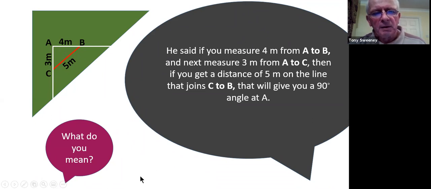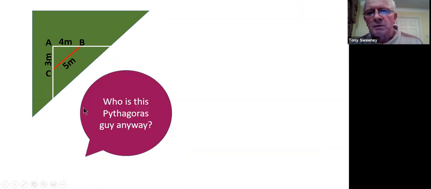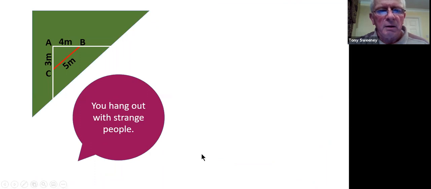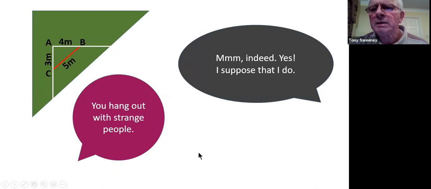Okay, so I'll do that again. That's from A to B 4 meters, and from A to C 3 meters. And then if it's 5 meters there, then that will give you a 90-degree angle there. So who is this Pythagoras guy anyway? A very old Greek guy. You hang out with strange people. Indeed, yes, I suppose that I do.